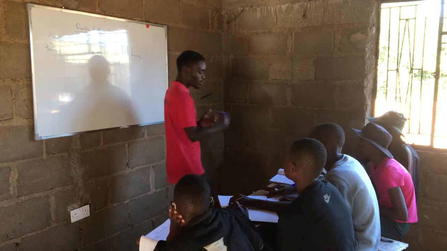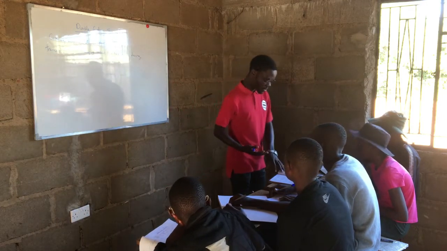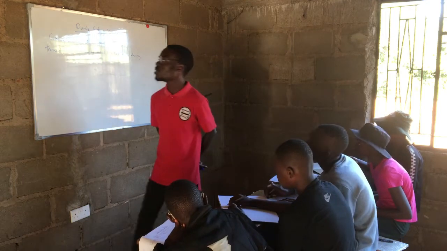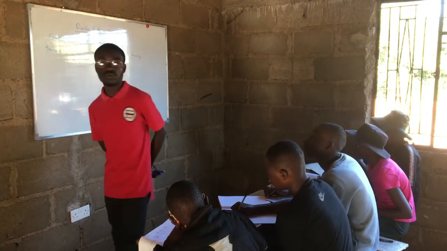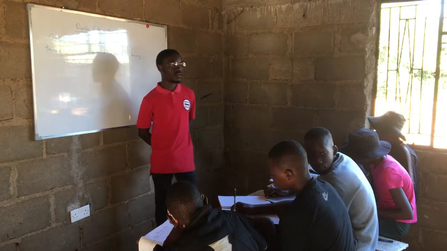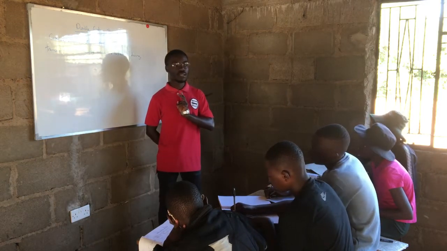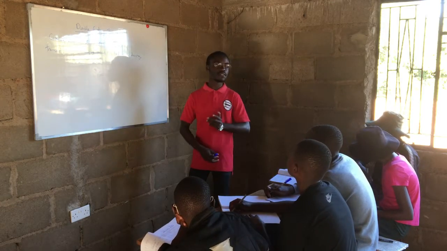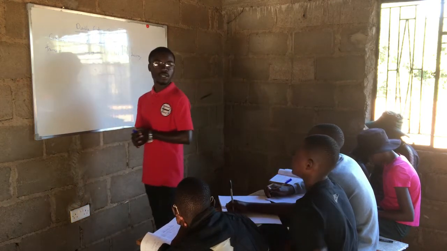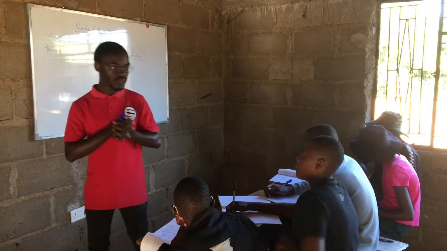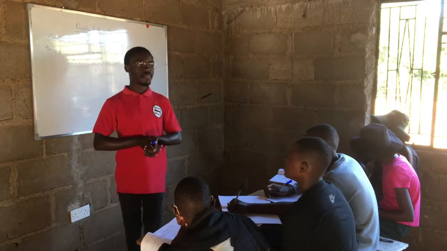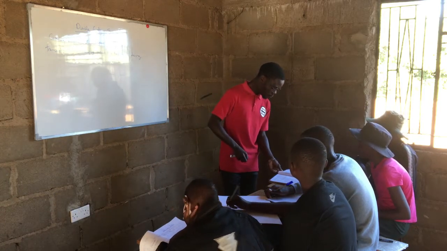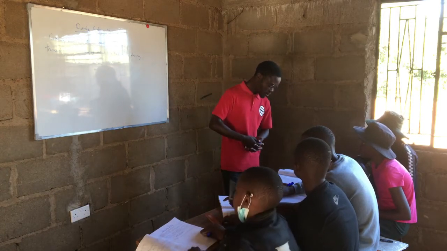The double entry system says that every transaction should be recorded twice. That's how we understand the double entry system, and how we apply it to the books of accounts, making sure that we record transactions twice: once as a debit, once as a credit.